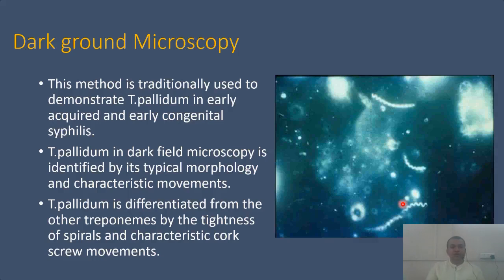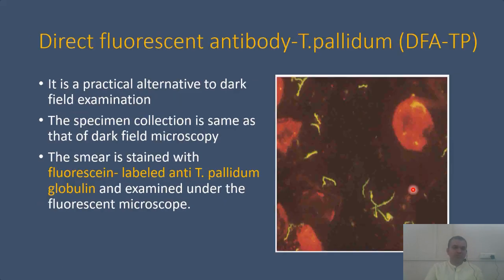Here we can see, as I told you, the other treponemes also. If more serous fluid is present, it can be mixed with anti-treponemal antibody, so that the motility of this particular organism is inhibited, and this can be visualized under the dark ground microscope.